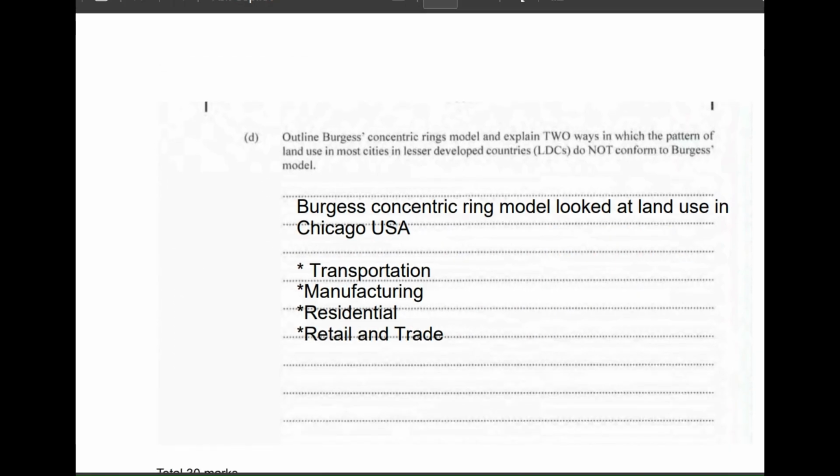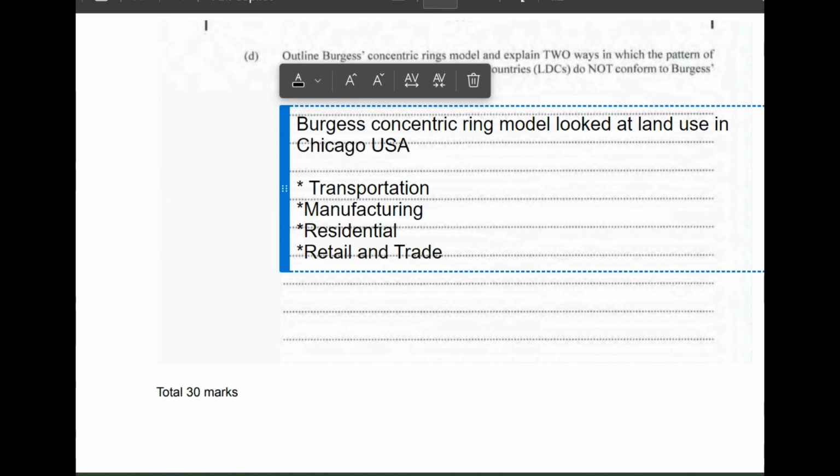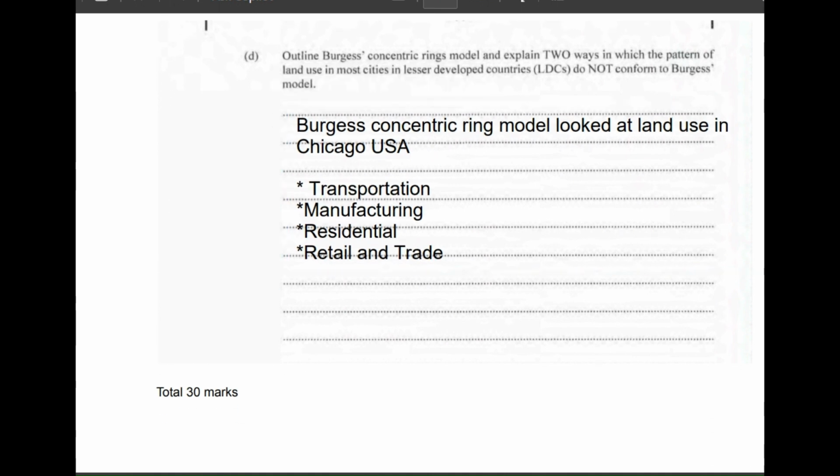Part D of the question states that we outline Burgess's concentric ring model and explain two ways in which the pattern of land use in most cities in less developed countries does not conform to Burgess's model. Now, Burgess's concentric model was based on a study of land use in Chicago, USA in the 1920s, and it suggests that cities grew outward from the central business district, which is usually the oldest part of the urban area, in a series of concentric rings of land use.